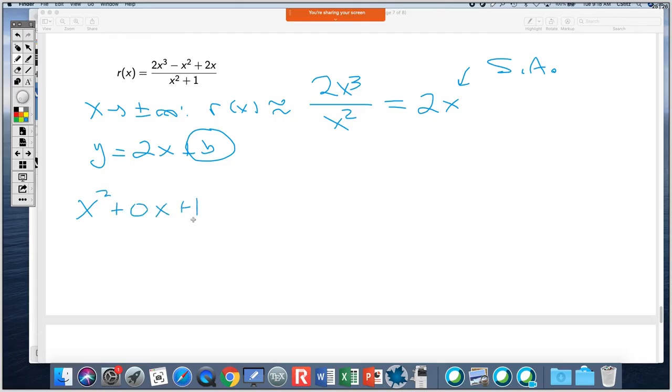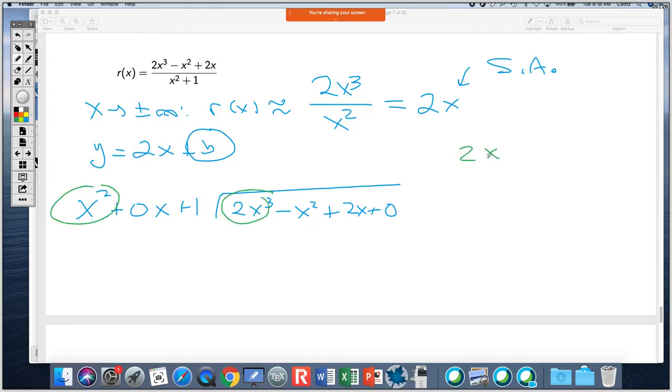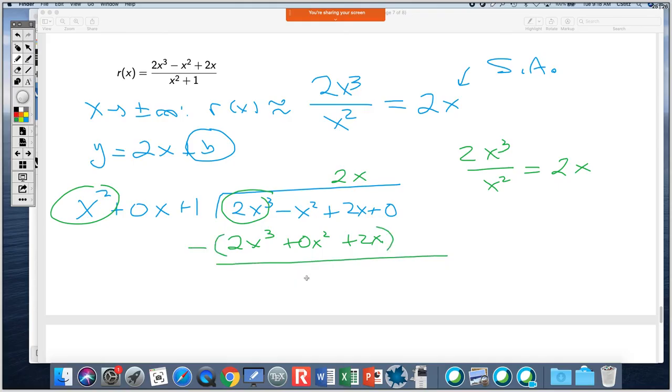So we're missing an x here, so we'll put the 0x in there. We're missing a constant term, we'll put in a 0 for that. And then we do the division. 2x cubed over x squared gives me 2x, so there's the 2x there. When you multiply through, 2x cubed plus 0x squared plus 2x, and now I subtract. Those cancel out, so I just have a 0x and then a 0. I take minus x squared over x squared, gives me -1. Boom. That's my slant asymptote, 2x minus 1. Whoops, don't want to put that there.